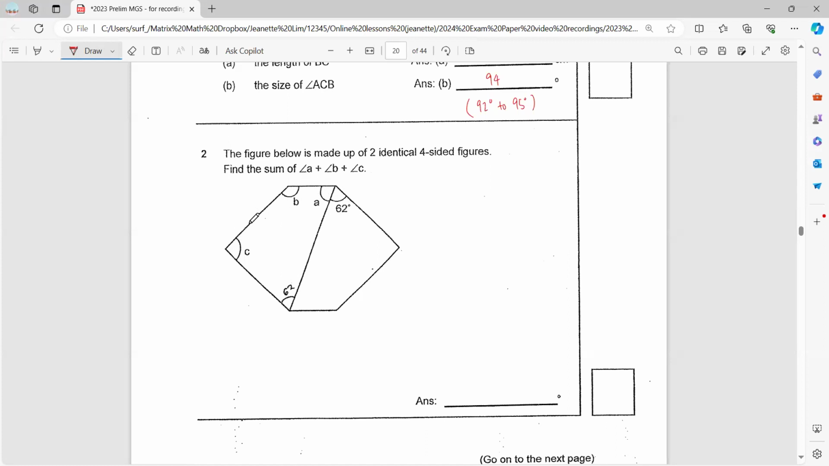In a quadrilateral, the total angles will be 360 degrees. So if you want to find A, B, and C, you just need to take 360 minus 62. 298 degrees.